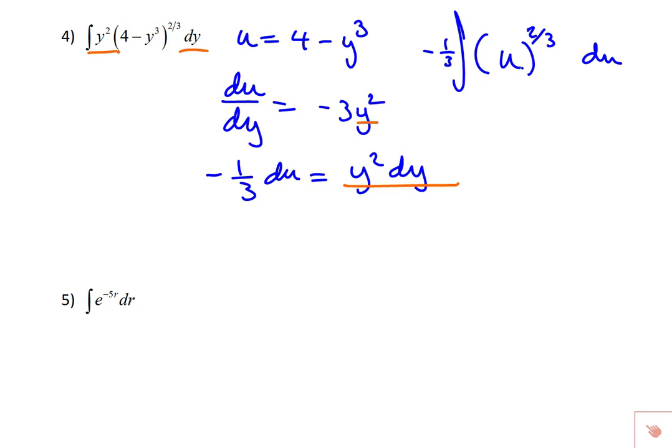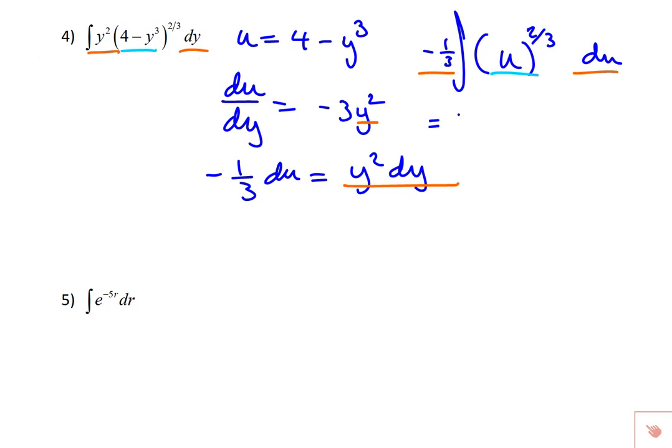So now we're just writing the u. Notice we only have u's and du's in our new integral, and also notice that everything is represented. The original value in the parentheses is now replaced by the u. The negative 1/3 du is replacing the y squared dy, and so everything is set to go.